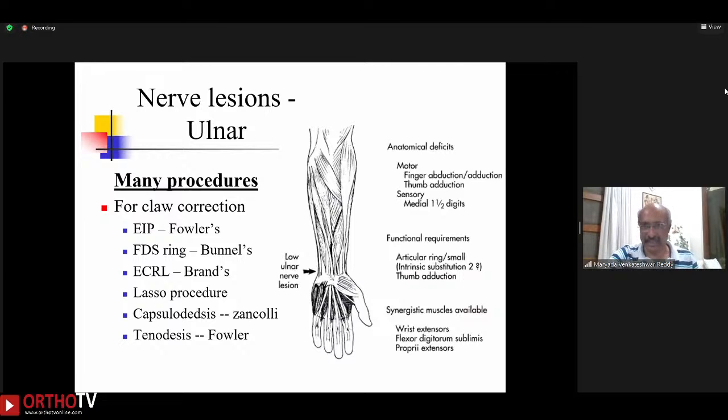As I told you in my earlier comment also, you need to know one procedure which you are familiar with, and if the examiner asks you to describe, it can be Fowler's, Bunnell's, or Brand's procedure, whatever it is. The examiner wants to know whether you know the principle of the surgery. The principle of claw correction surgery is getting flexion at the metacarpophalangeal joint or preventing hyperextension. So if they ask, you can describe one of the procedures.